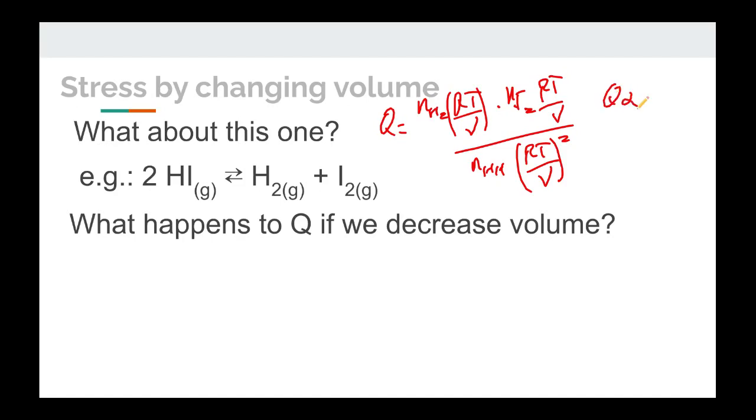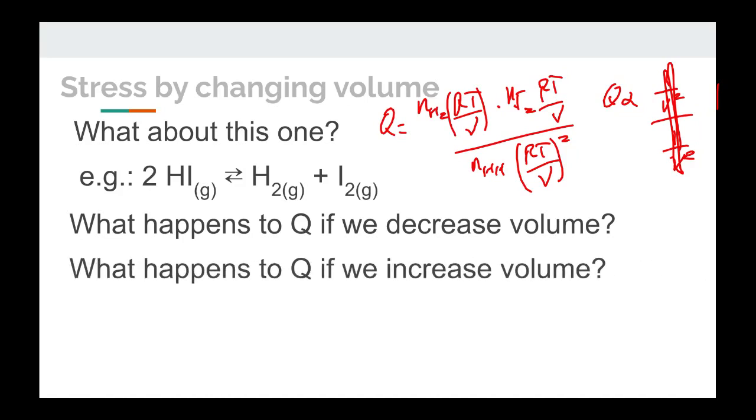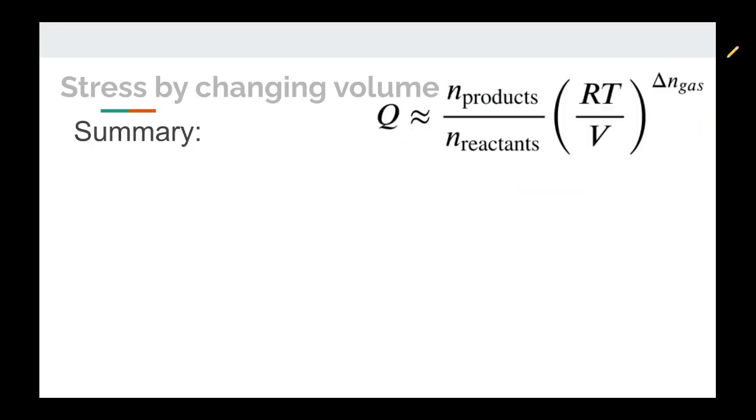So that means that Q is proportional to 1 over V squared over 1 over V squared, which means it's proportional to a constant. So changing volume is not going to have any effect on Q. If we increase it or if we decrease it, there will be no shift in either direction because Q doesn't depend on volume in any way. Let's summarize this.